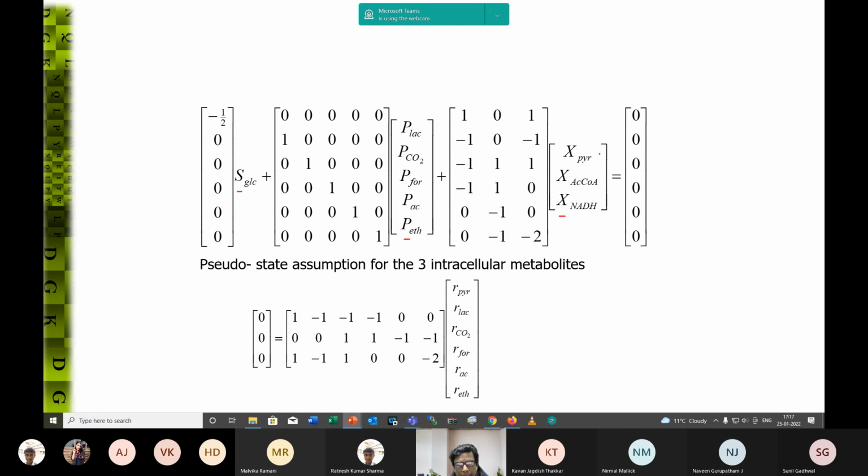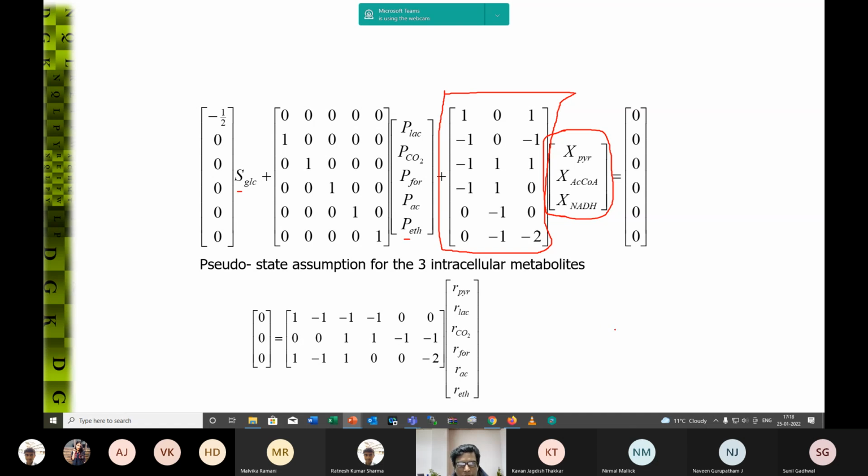But this is the one that is important. This is the GC. Sorry, let me just mark it out. This part is the GC, and this is the V component of it.